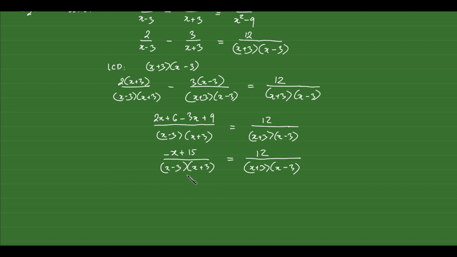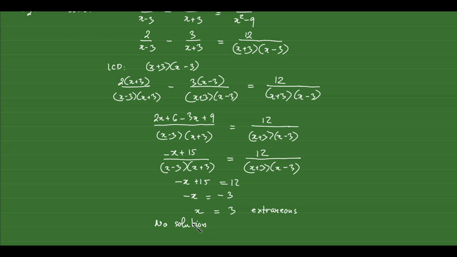Now we can set the numerators equal. So negative x plus 15 equals 12. So negative x equals negative 3, and x equals 3. Now let's check. You see that when x equals 3, you plug it in here: 3 minus 3 is 0. So 2 divided by 0 doesn't work. So this is extraneous. It means that there is no solution.